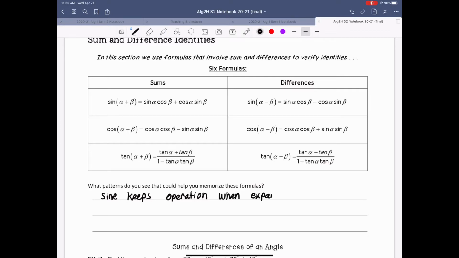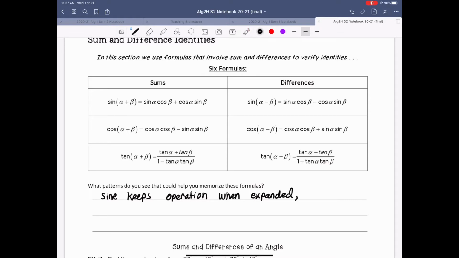And what this means is, if we're taking the sine of alpha plus beta, then we are breaking this down into the sine of alpha cosine of beta plus the cosine of alpha sine of beta. Notice how the sign, or the operation, the plus sign here, remained the same even when we expanded it. So what you need to remember is that sine keeps the operation when we expand it.